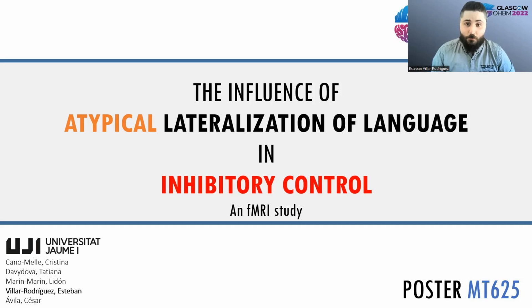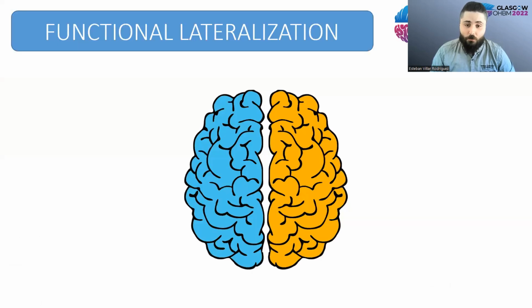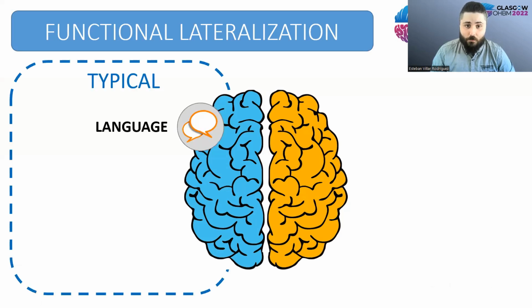My colleagues and I come from the Jaume I University in Spain, and I'm here to present you our latest research. I'm going to talk about the hemispheric lateralization of language and how its atypicality affects inhibitory control in the human brain. One of the oldest findings in human neuroscience is that some cognitive functions are hemispherically specialized.